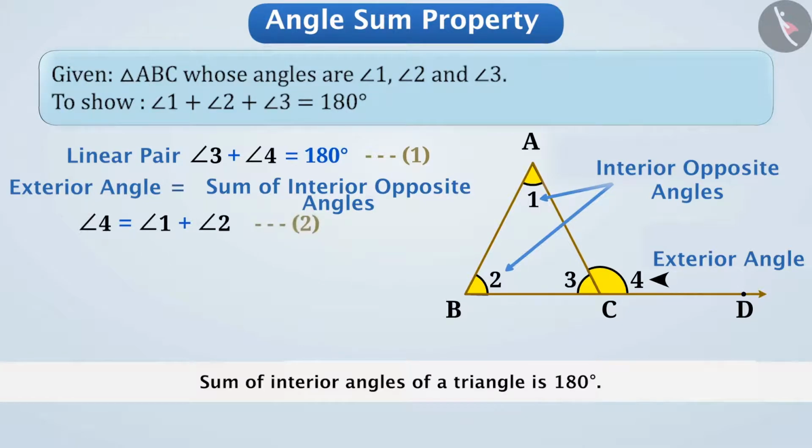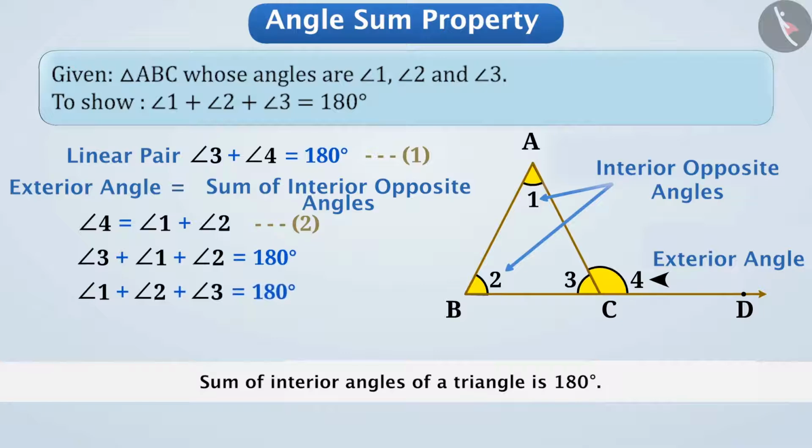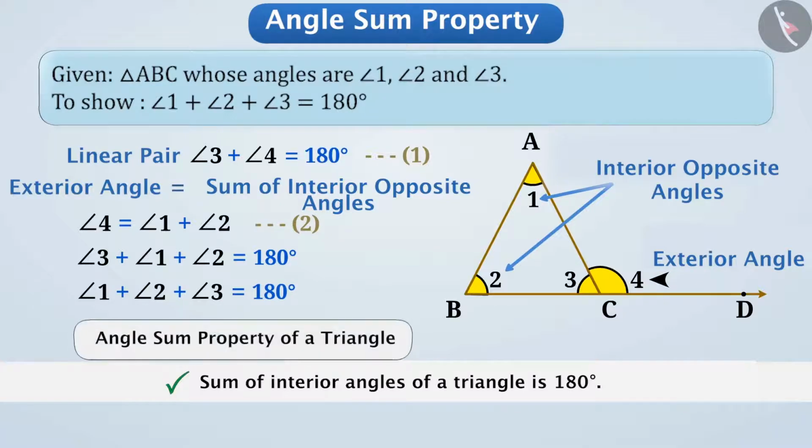Since angle 4 is equal to the sum of angle 1 and angle 2, we can write angle 1 plus angle 2 in the place of angle 4 in the equation 1. By doing so, we get angle 1 plus angle 2 plus angle 3 is equal to 180 degree. From this, it is verified that the sum of the interior angles of a triangle is 180 degree. This property of a triangle is called the angle sum property of a triangle.